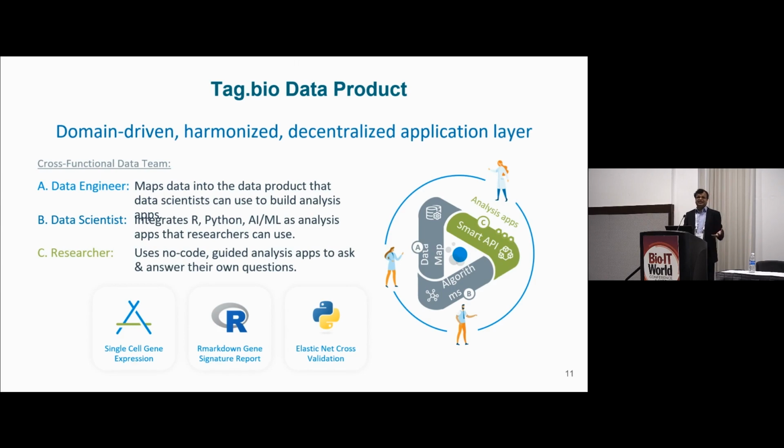Then we engage with data scientists. Typically, data scientists will not go and build a model for your data model. They write Python or R-based applications. So we created an interface where you can actually embed R and other apps inside it. And then researchers can use a low-code application, click through it, and get their results. It has an inbuilt cohort builder.